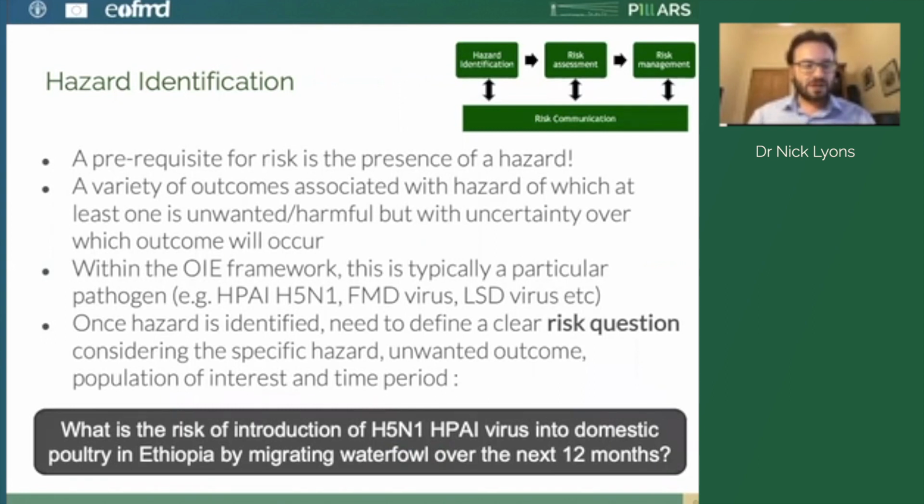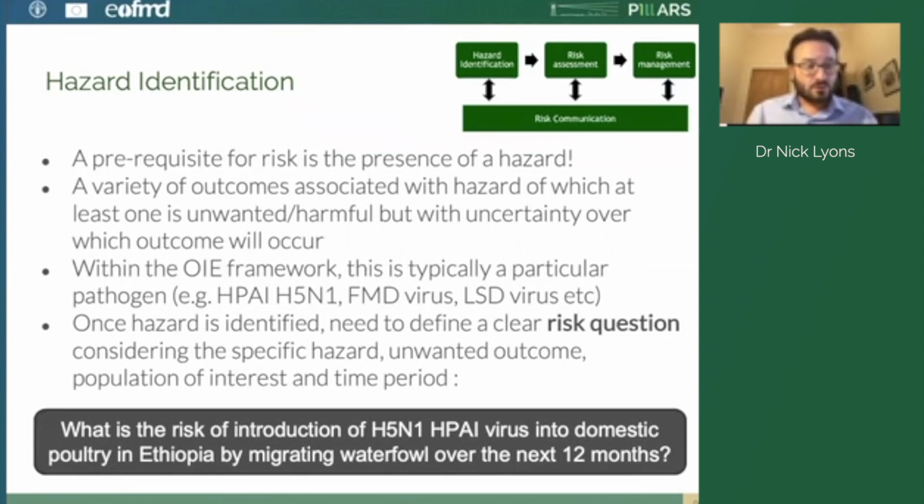So hazard identification is the first step in the risk analysis. And of course, a hazard is a prerequisite for a risk. If there's no hazard, then there's no risk. And for these hazards, there are a variety of outcomes usually associated with that hazard. At least one of those is unwanted or harmful, but there's uncertainty over which outcome will occur.